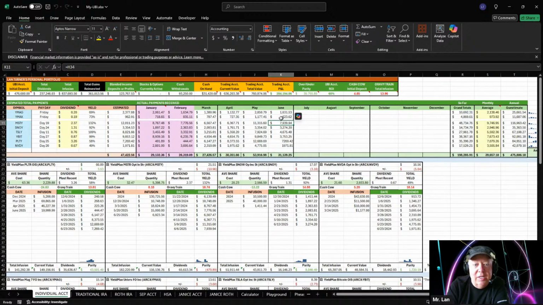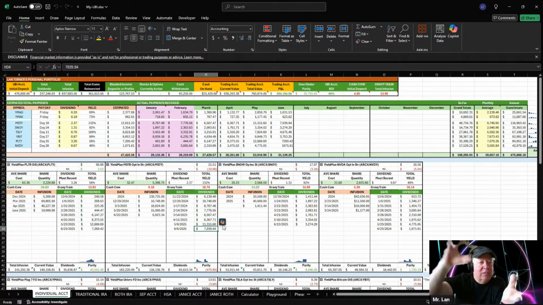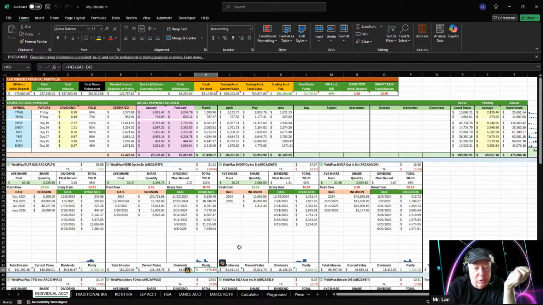So this month, you can see off of my universal basic portfolio, just in Misty alone, these are all of my dividends, going back into 2024: 6,000, 10,000, 8,000, 7,000, 6,000, 6,000, 11,000, 7,900. And then I have what I call a cash cow, which means it's paid for itself. So I've got enough dividends to cover the cost. And that's what this parity is. So it says I'm $470 shy of having enough dividends to pay for all the money I've put in. I'm shy $400, but that's just because I just put $7,000 in.